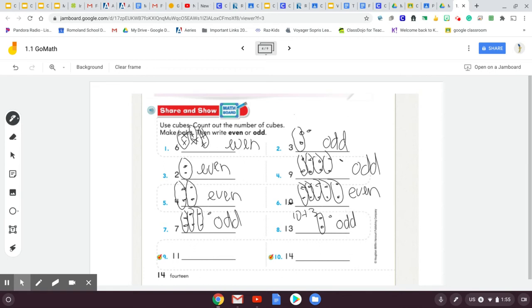Here's 11. I know that breaks down to 10 plus 1. I'm only going to do my array for 1. That is going to be odd. Okay, and here is 14. I know 14 makes 10 plus 4. And I'm only going to look at the 4 because I know 10 is what? Tell me what 10 is. Good job. It's even. So I'm only going to do my array for 4. 1, 2, 3, 4. And that's going to be even.